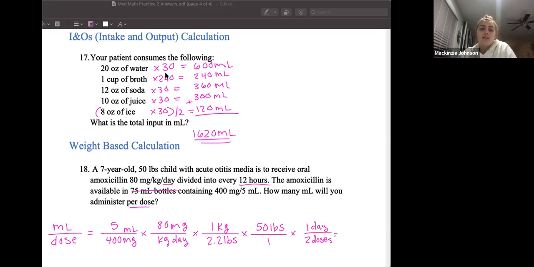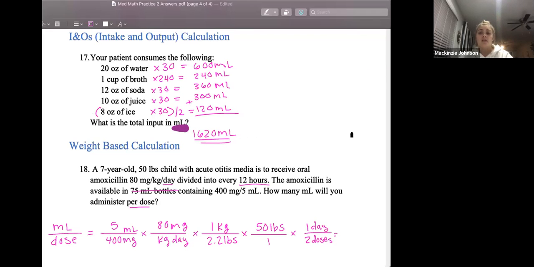So, we have 20 ounces of water. Okay, so pretty much this equation is giving us a whole bunch of intake and outputs, right? And we need to figure out what is the total output in milliliters, but they're giving it to us in ounces and cups.